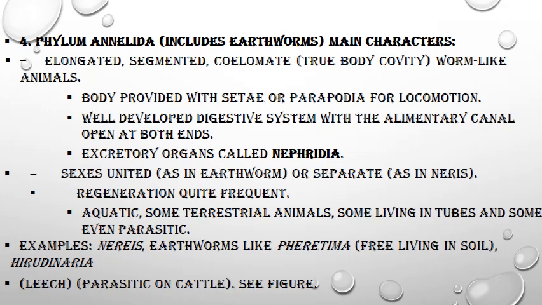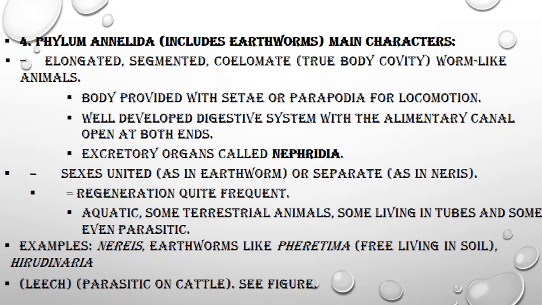Phylum Annelida includes earthworm. Main characters are elongated, segmented, coelomate. Coelomate means true body cavity is present. Worm-like animals. Body provided with seta or parapodia for locomotion. Well-developed digestive system with the alimentary canal open at both ends.